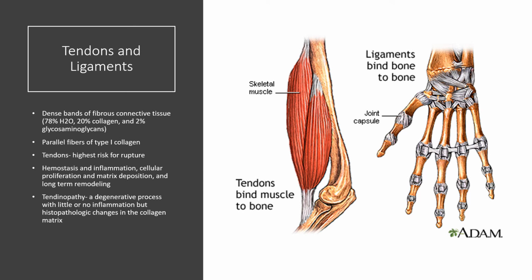So the composition of the tendons and the composition of the ligaments allows them to sustain high unidirectional tensile loads. It also allows them to transfer forces and provide strong flexile support and help the tissue respond to normal loads while resisting excessive mechanical or shearing force and deformation. So what's a tendinopathy? A tendinopathy is a degenerative process with little or no inflammation, but histopathologic conditions and changes in the collagen matrix. And tendinopathies may or may not be painful.